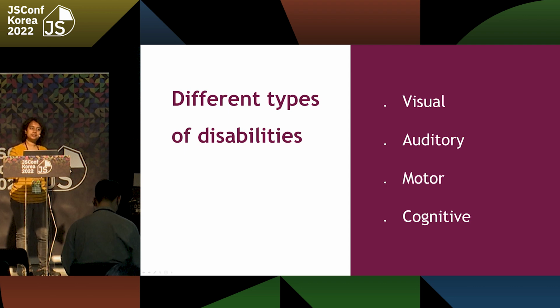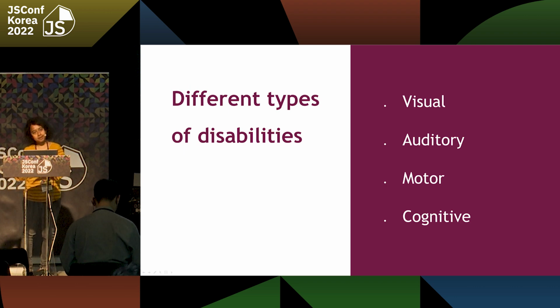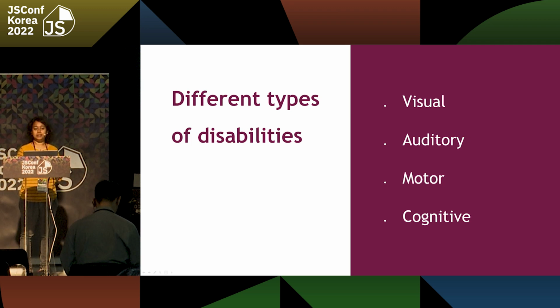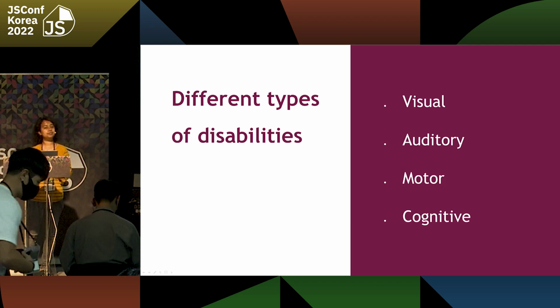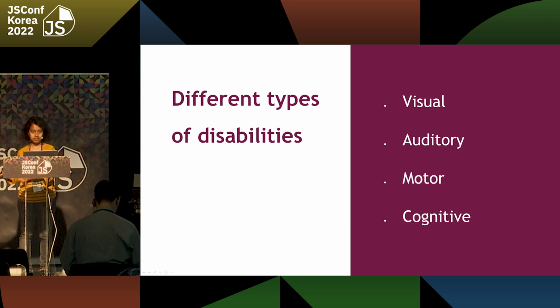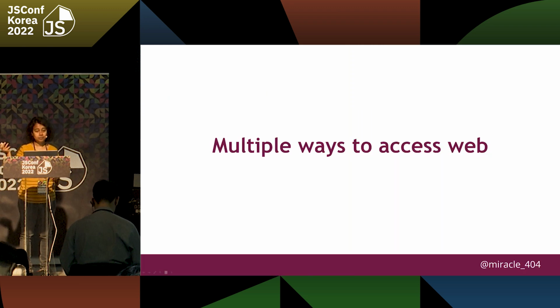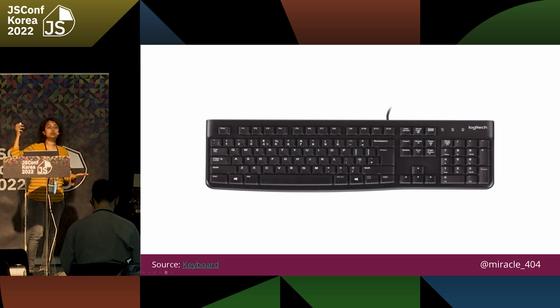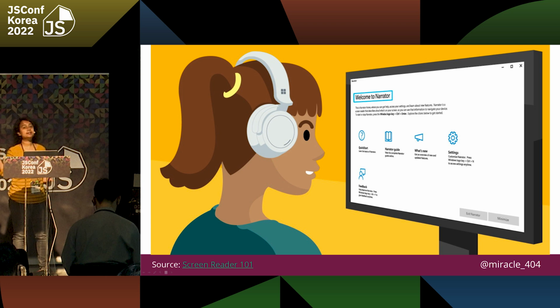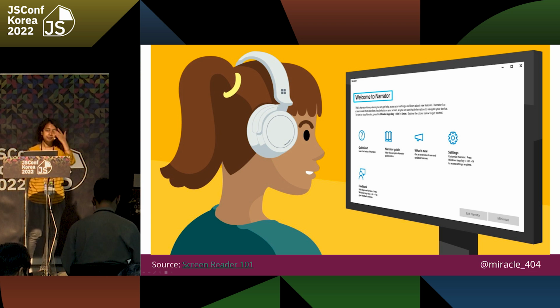And since there are different types of users with different types of disabilities, they use the web in different ways. They don't always use it with a conventional mouse. They can use different types of devices and technologies which are called assistive technologies. Some of them are keyboards. Some people use just a keyboard to navigate the web. Then there is something called a screen reader, or narrators or voiceovers on different devices.